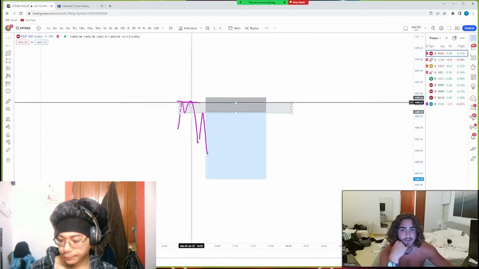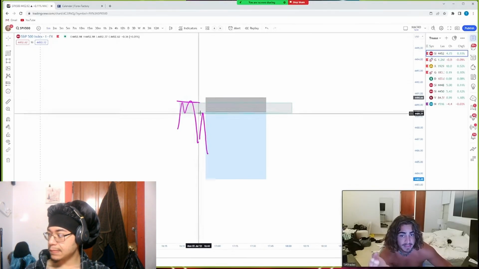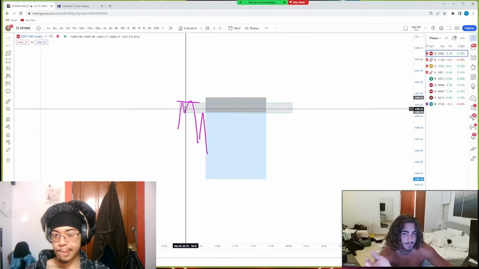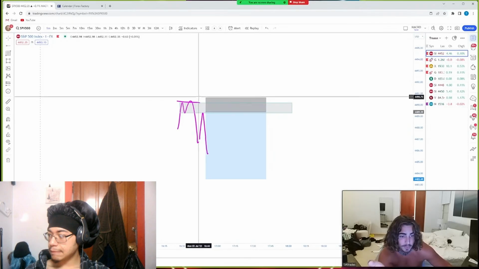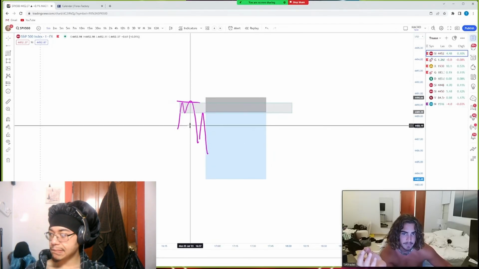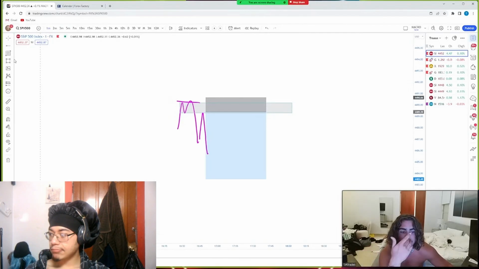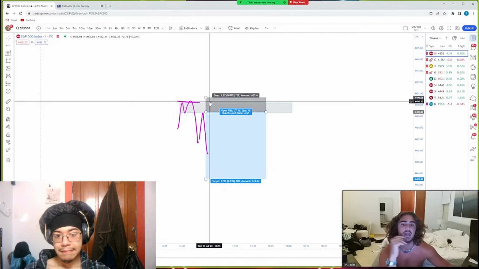But if price ends up coming back above this high, then that means the liquidity sweep was not valid. That means liquidity was not swept. That means there was not enough volume or volatility. That means there weren't enough orders to be filled to push price in our bias and in our direction. So our stop loss always has a purpose. Our stop loss is essentially our invalidation area.